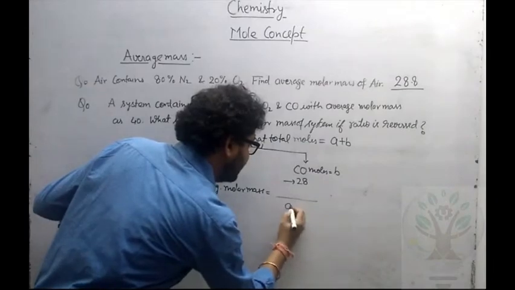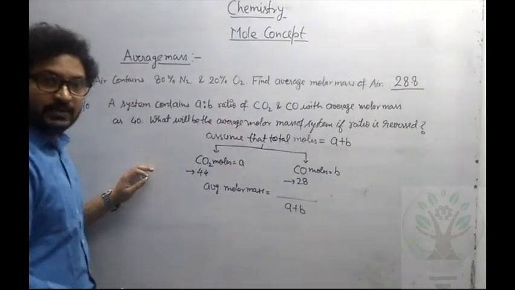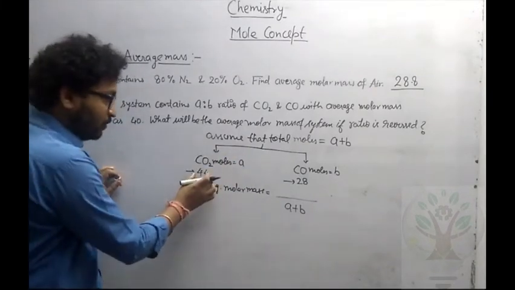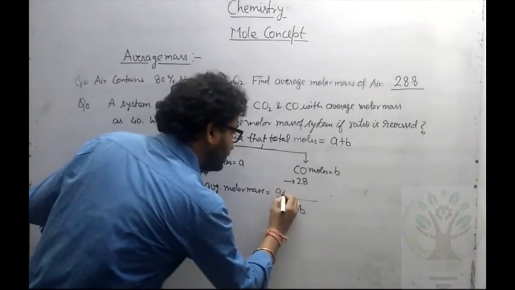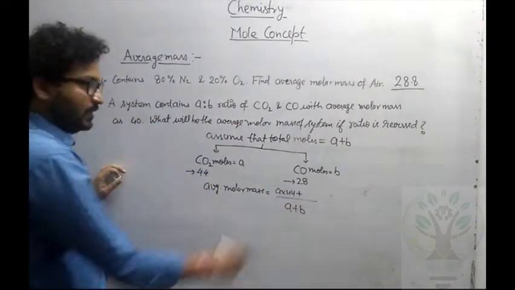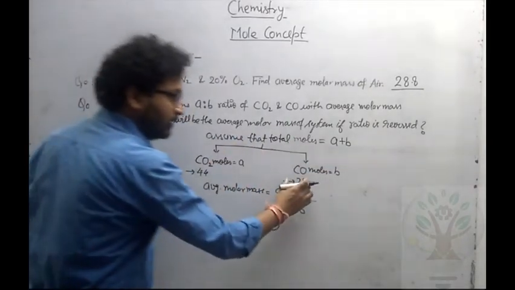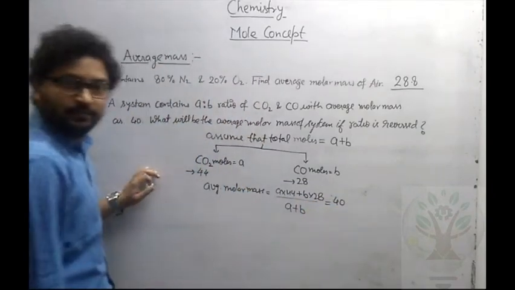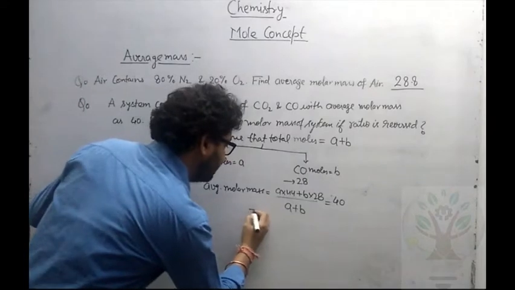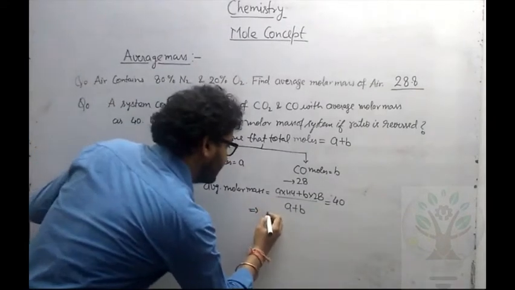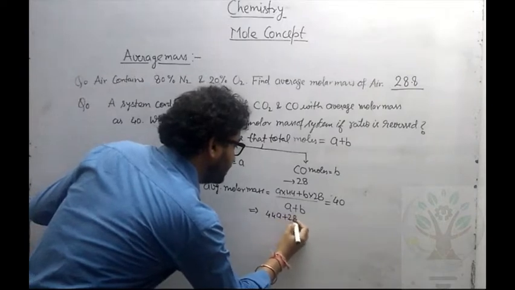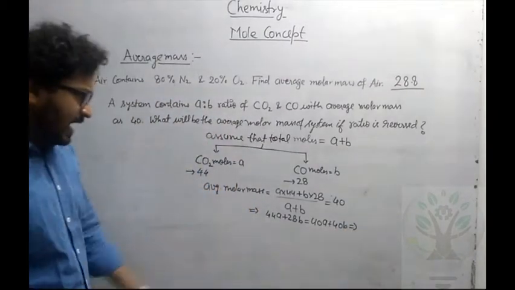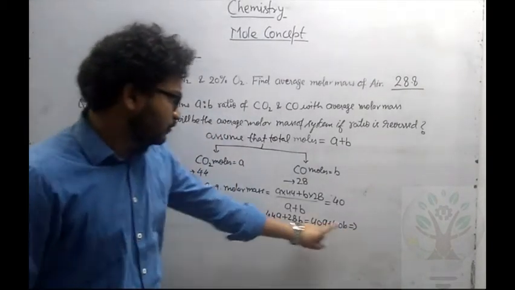So what total moles are we having? A plus B. We have A plus B total moles. Now, how many moles of CO2 we have? A. What is the molar mass of CO2? 44. So A into 44 plus how many moles of CO we have? B. What is the molecular mass of CO? 28. So B into 28 will be equal to how much? 40. Okay. Let's find the relation between A and B. What are we getting here? We are getting 44A plus 28B equals 40A plus 40B. From here, I think I am getting 4A equals 12B, isn't it?